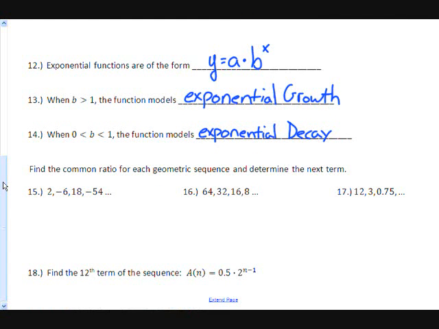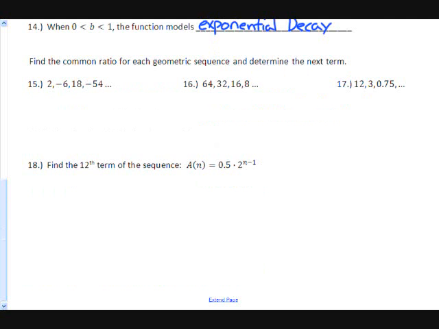So these say find the common ratio for each geometric sequence and determine the next term. Remember, a geometric sequence is just a sequence in which we're multiplying by the same thing each time. And that thing that we're multiplying by is called the common ratio. We'll call it an r value.